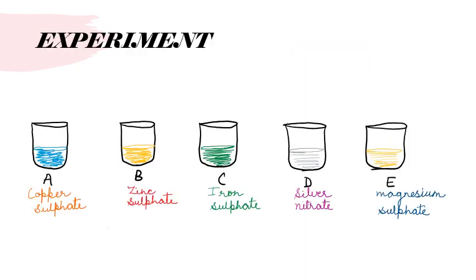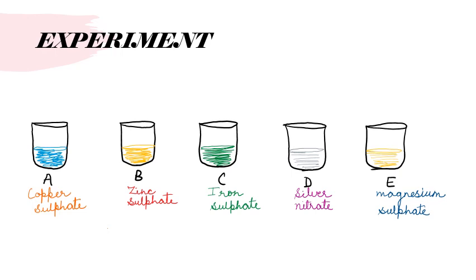Let's do an activity to demonstrate the displacement reaction, and for this we need 5 beakers of 100 ml each, and we need some metal samples like iron nails, aluminium strip, copper turning, zinc granules, lead, magnesium, etc. Then we'll need copper sulfate solution, zinc sulfate, iron sulfate solution, silver nitrate solution, magnesium sulfate solution, and test tubes.